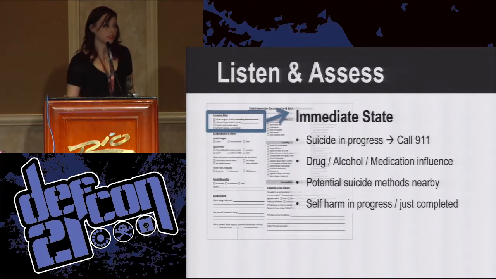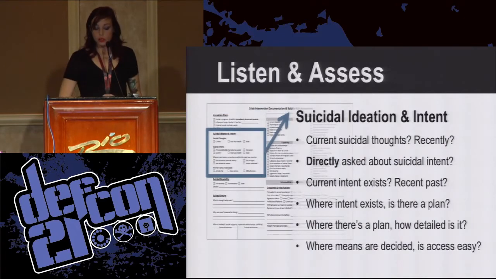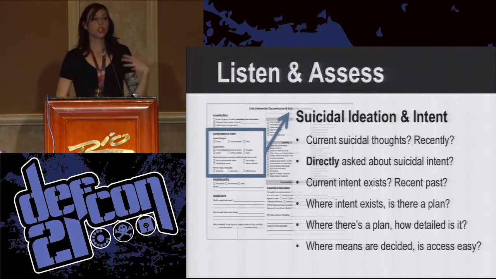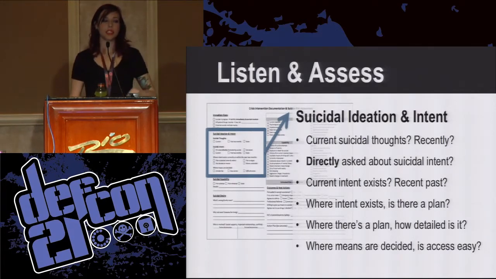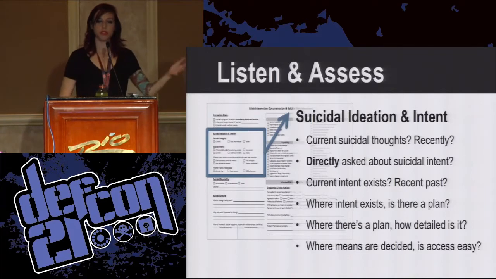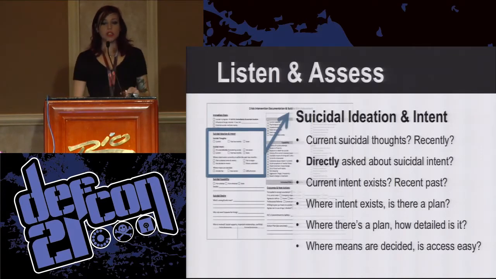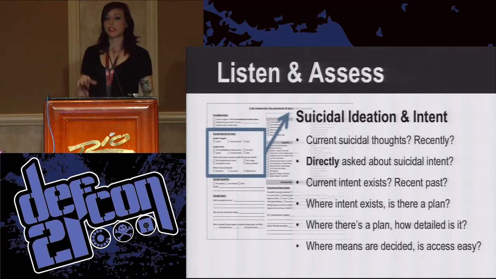But we're going to assume in your friend intervention that it's not this critical. So, suicidal ideation and intent. This is really the meat of what you're looking for. Are you currently suicidal? Are you having suicidal thoughts recently? In the last 2 months is about the buffer zone. Was the person asked directly the suicide question? We track that.